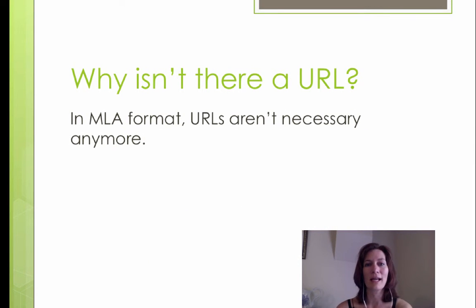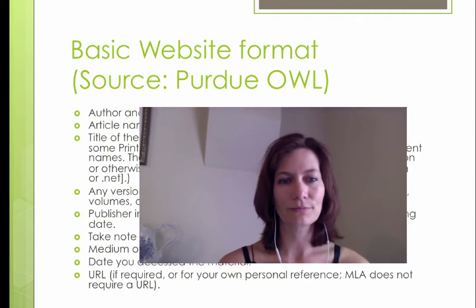Okay, so here's a question that I come up with a lot. Why isn't there a URL? Why isn't there a stable link where you just click and it'll go to it? You can do it. It's not going to get you in any trouble. Usually your teachers won't grade you down for that. But the latest MLA says that URLs are no longer necessary. They used to be pretty unstable, and then once they got stable URLs, it was a good way to go. But now with the DOI system, which is a whole other video, it's totally not necessary.